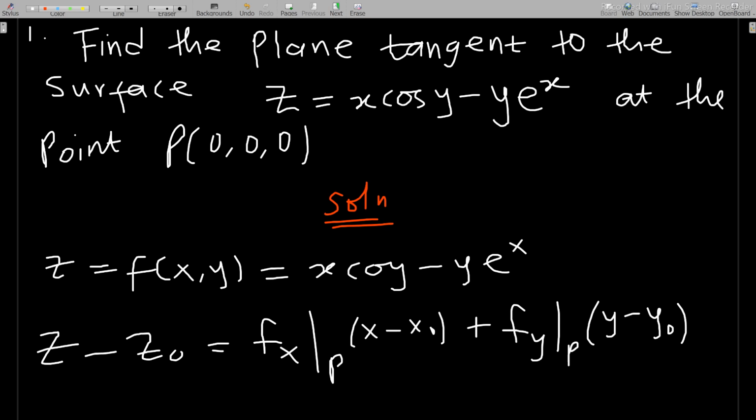So this is very simple. In other words, it's like writing the Taylor series of a function in two variables and truncating it at the first derivatives. So just keep this in mind.